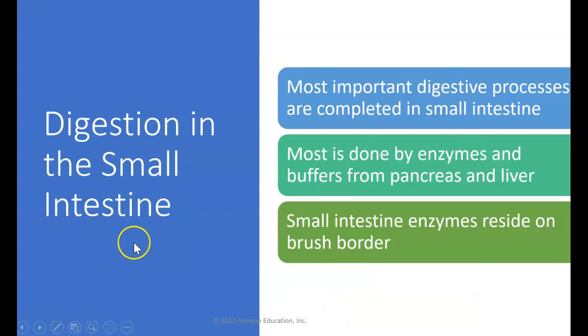Digestion in the small intestines: most important digestive processes are complete in the small intestines. Most are done by enzymes and buffers from the pancreas and the liver. And the small intestine enzymes are going to reside on that brush border of the villi, those microvilli.